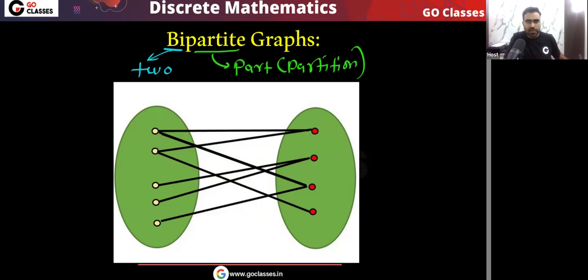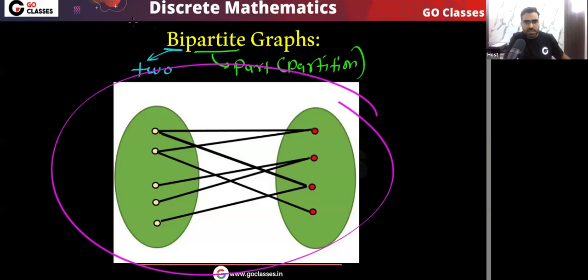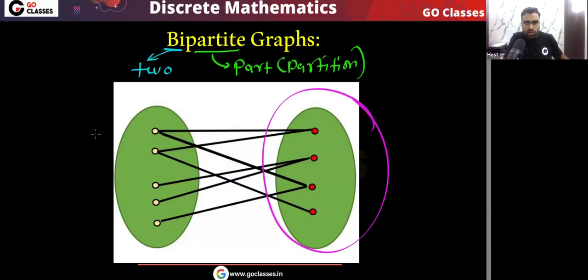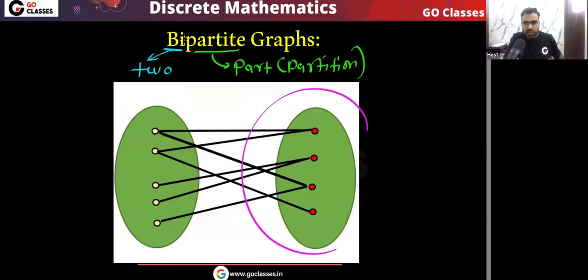So what is a bipartite graph? Bipartite graphs are those graphs in which we can partition the vertices into two parts such that every edge has one endpoint in this part, another endpoint in this part. Basically, every edge is going between the parts. Means in this part there is no edge, in this part there is no edge. All these vertices are non-adjacent, and these vertices are also non-adjacent. Every edge has one endpoint in this part and another endpoint in this part. So this type of graphs are called bipartite graphs.